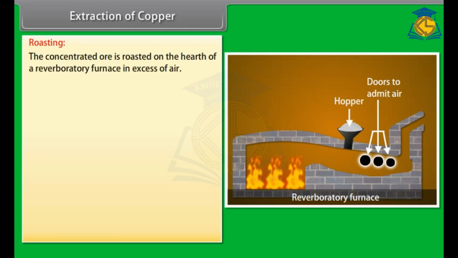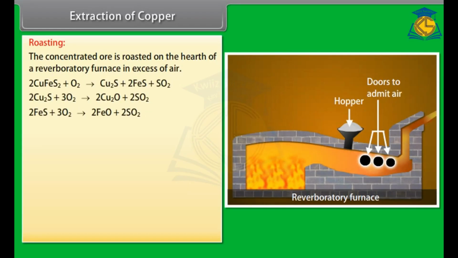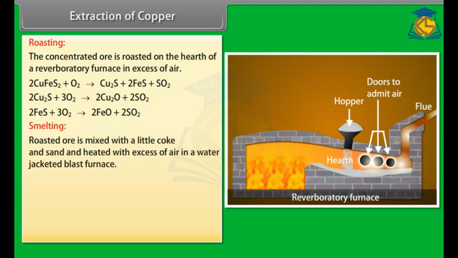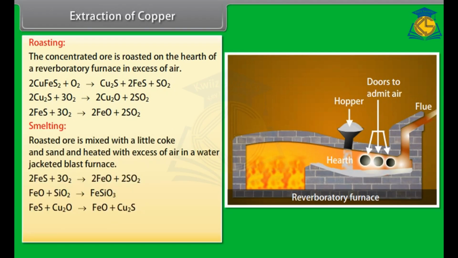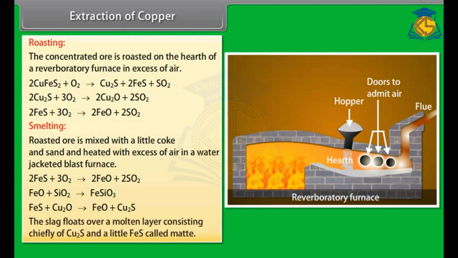Roasting. The concentrated ore is roasted on the hearth of a reverberatory furnace in excess of air. Smelting. Roasted ore is mixed with a little coke and sand and heated with excess of air in a water-jacketed blast furnace. Most of the remaining iron sulfide is converted into oxide, which reacts with silica forming fusible slag of iron silicate. The slag floats over a molten layer consisting chiefly of Cu2S and a little FeS called matte.